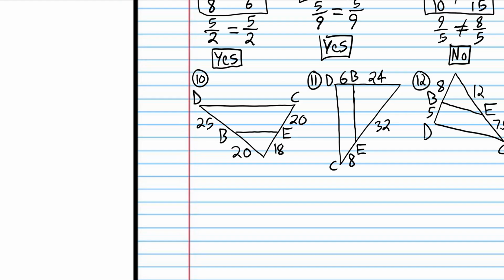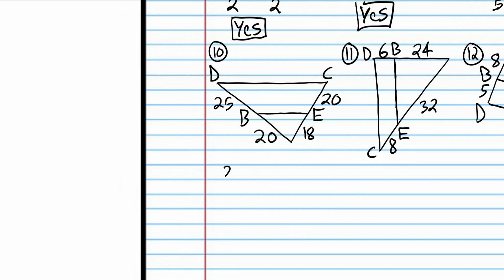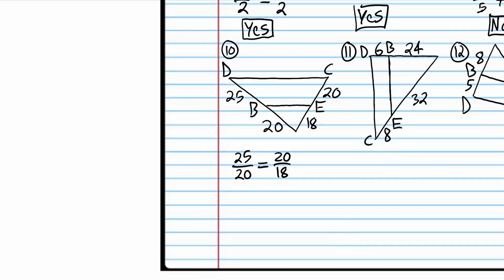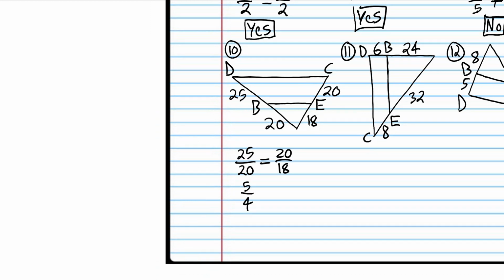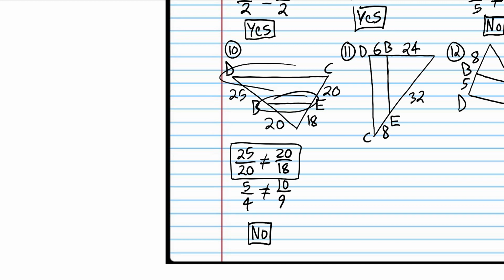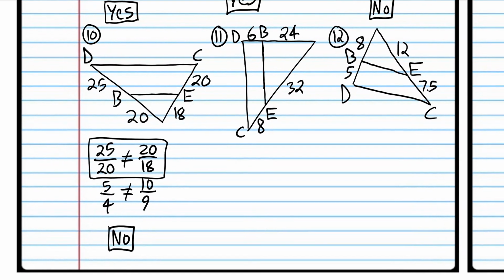All right, we're back. So let's see if these ratios are equal. Divide both sides by 5, we get 5 over 4. Divide both sides by 2, I guess, and we get 10 over 9. And it looks like we can't really simplify much. So it looks like those proportions are not true. So we say no. BE is not parallel to DC. So if you got that answer, good job. Try number 11. When you come back, we'll do it together.